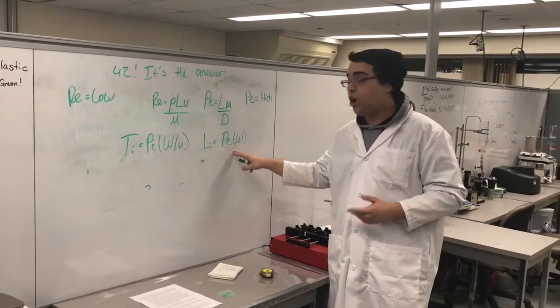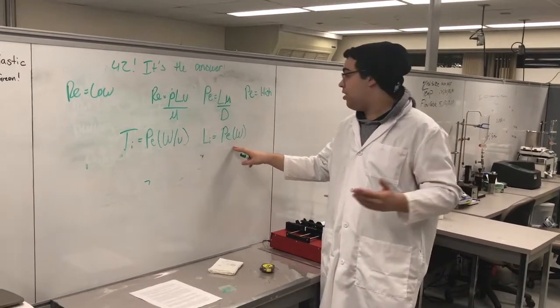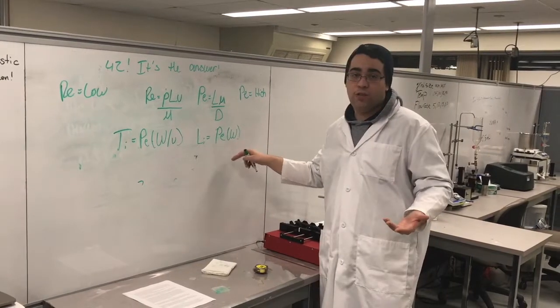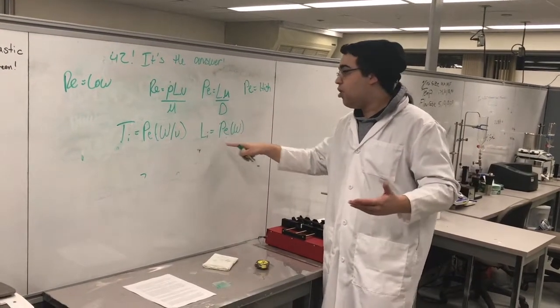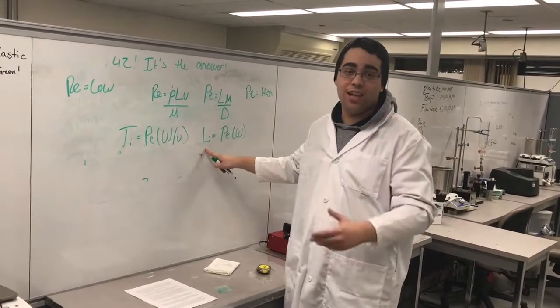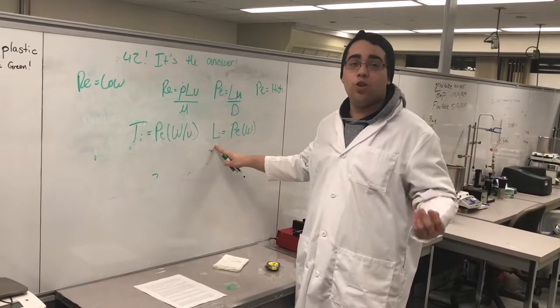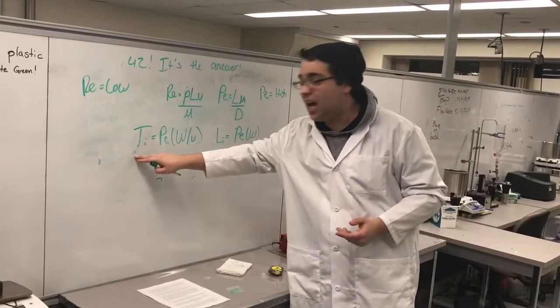The second equation, again relating the Peclet number, is just a multiple of the width. The equation Pe times W, being Peclet number times width, will tell us the ideal characteristic length of the reactor to determine how long the reactor should be to get the ideal time of the reactor.